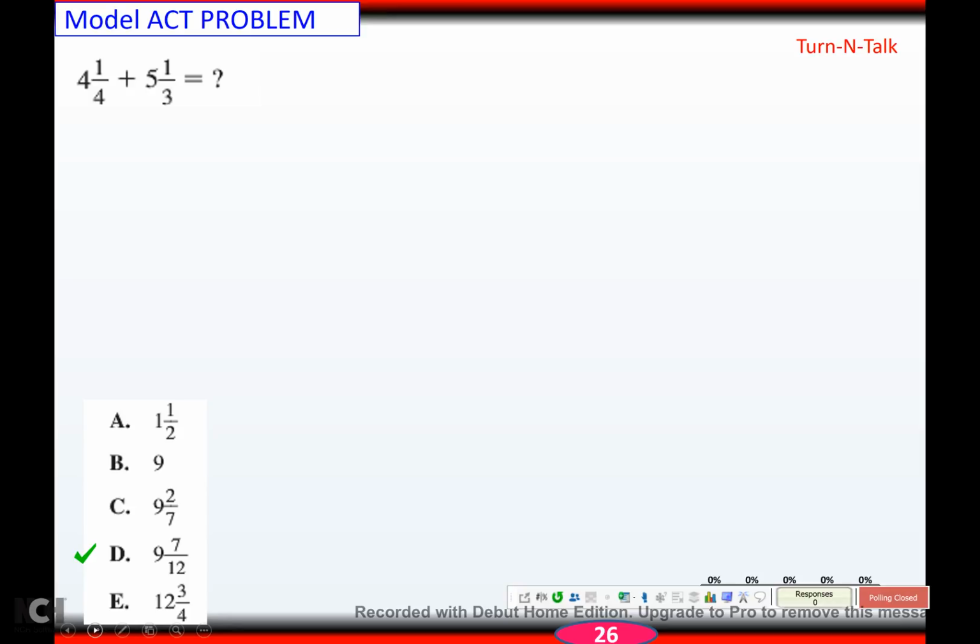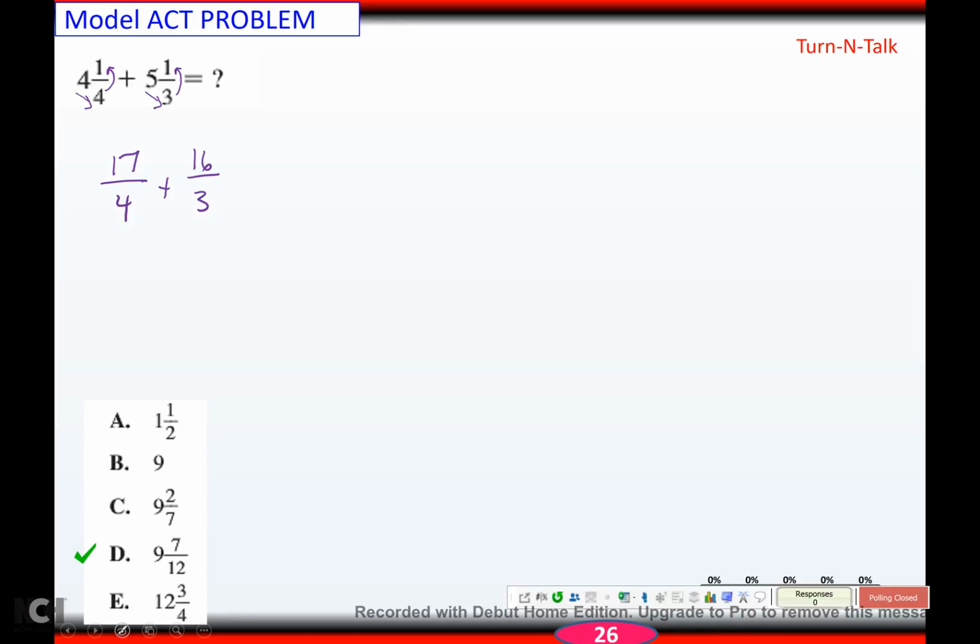And hopefully you got 9 and 7/12. Alright, people teach this differently. Me, I can't stand mixed numbers, so I just change them to improper fractions. 4 times 4 is 16 plus 1 is 17 over the original denominator is 4. 5 times 3 is 15 plus 1 is 16 over the original denominator is 3.